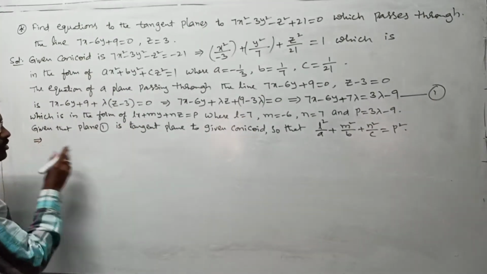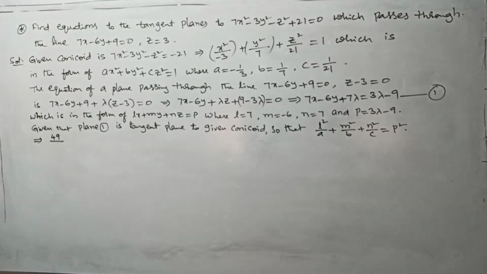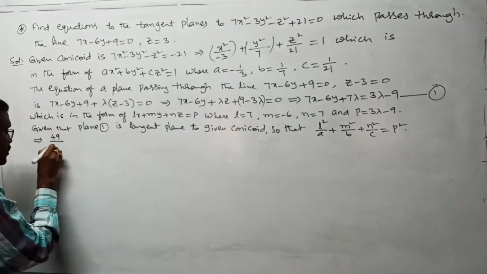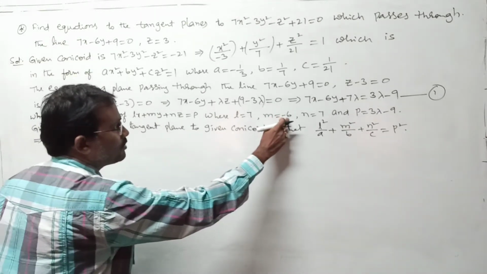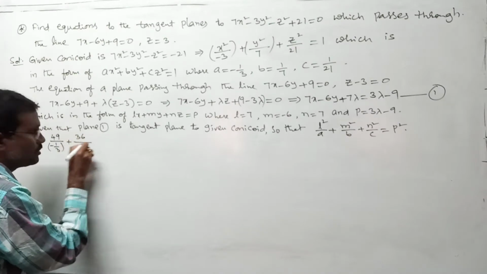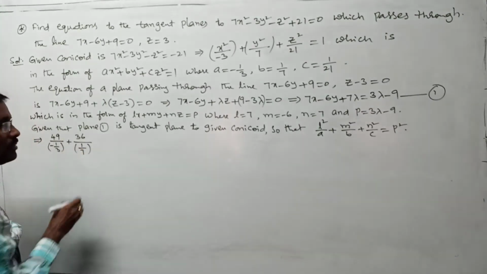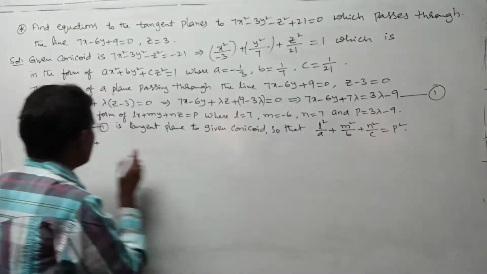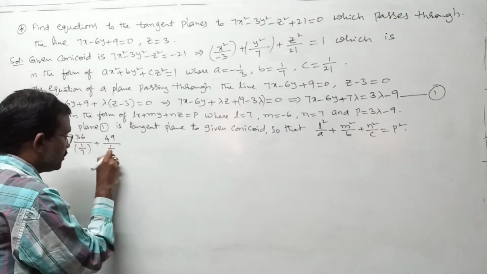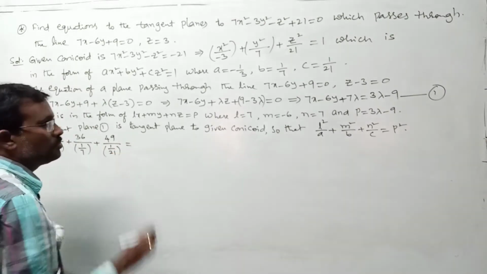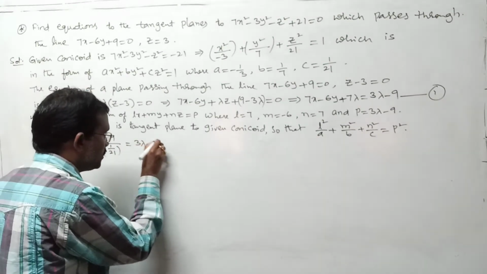This implies, what is L? It is 49 by A, which is minus 1 by 3, plus M square, where M is this 36, minus 6 whole square, B is 1 by 7, plus N square by C, where C is 1 by 21, is equal to P square. P is 3 lambda minus 9, so that it is 3 lambda minus 9 whole square.